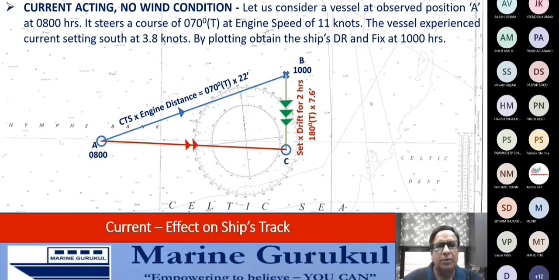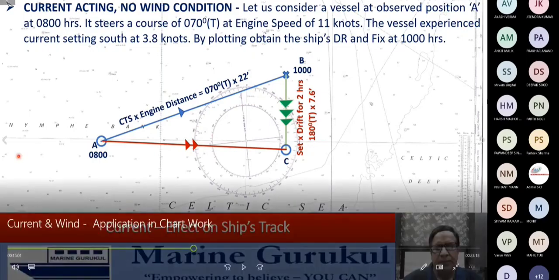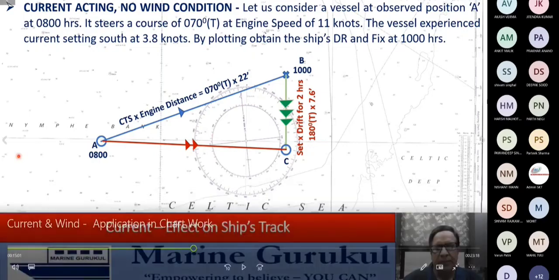So now in chart work, the CTS vector is represented by one arrow, current vector is represented by three arrows, and course made good vector is represented by two arrows. So beta, have a good look at the diagram. Let me know if you have doubts in any point.